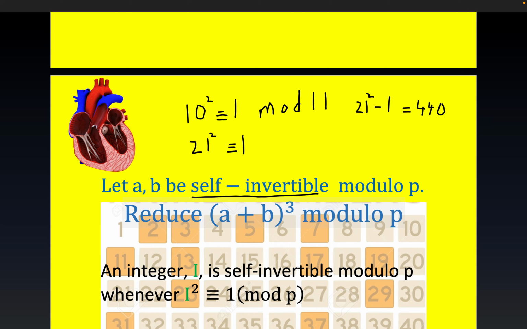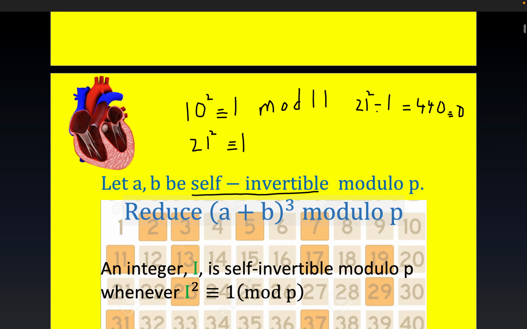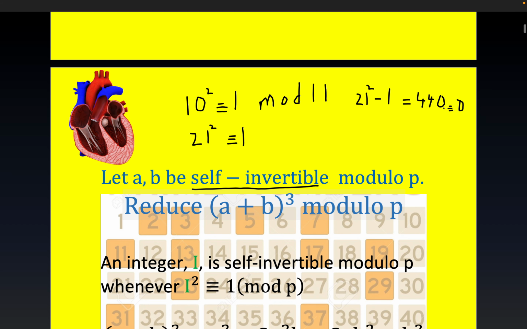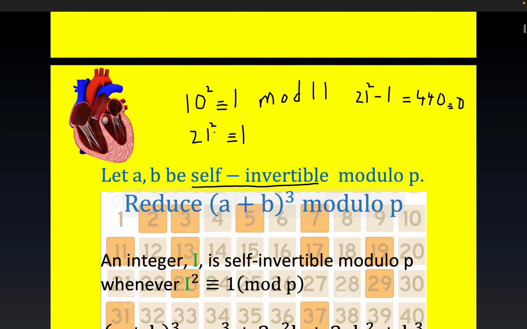Okay, so that would be congruent to 0 modulo 11, right? 21 squared is what, 441? Yeah, 441, so I think I got that right. So both of these are examples of self-inverting integers, modulo 11, and of course you have to mention the modulus for the whole concept to mean anything. Now the rest of this is just an algebraic exercise, and we can verify these two numbers once we're done with this.